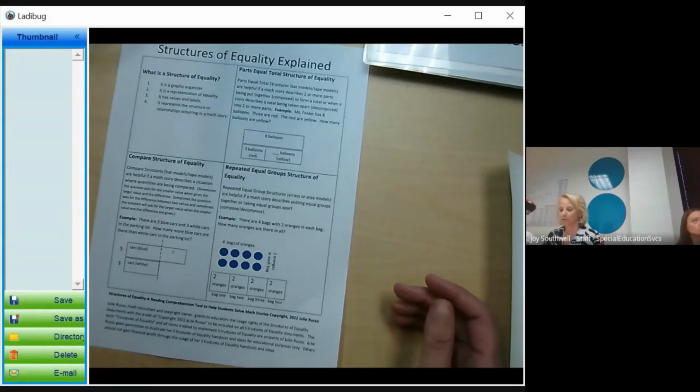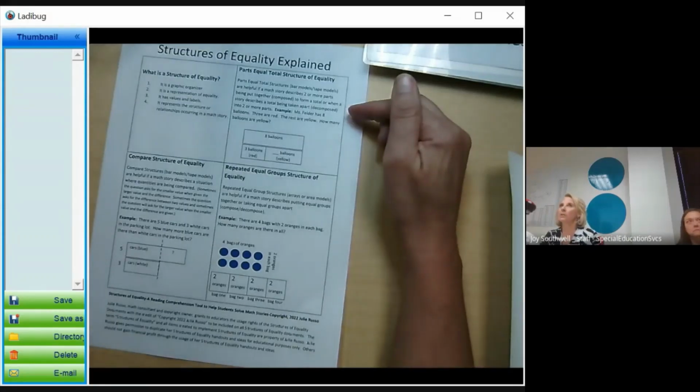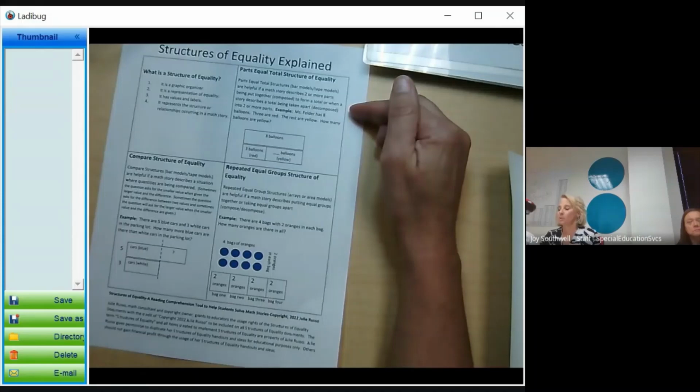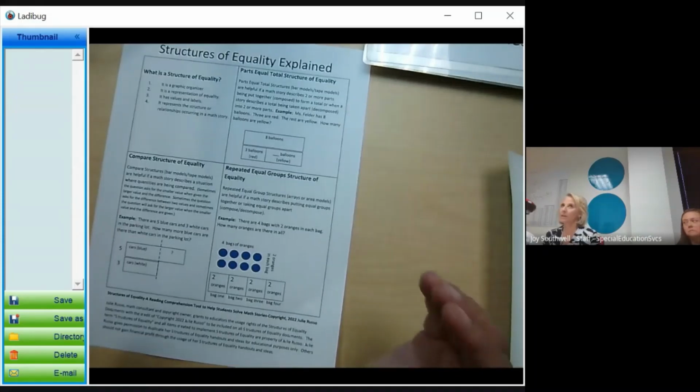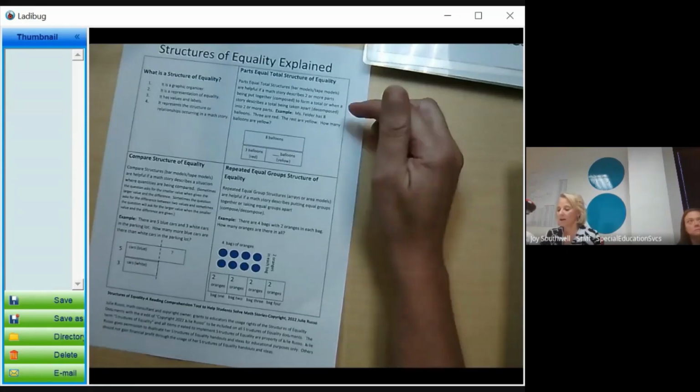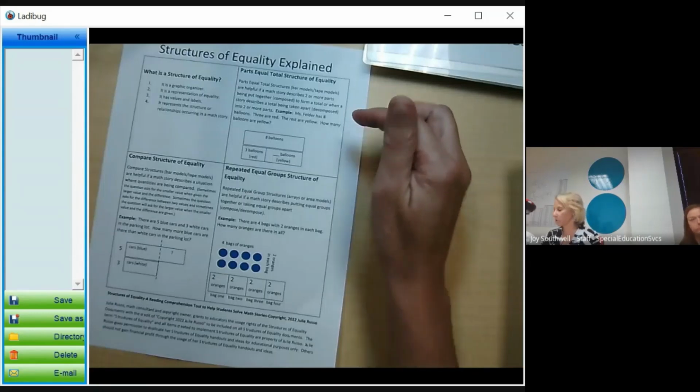So there's 3. The most basic is parts equal total. Okay, so the parts equal total structure, and I have bar models and tape models in parentheses, is helpful if a math story describes 2 or more parts being put together, composed, to form a total, or when a story describes a total being taken apart or decomposed into 2 or more parts.